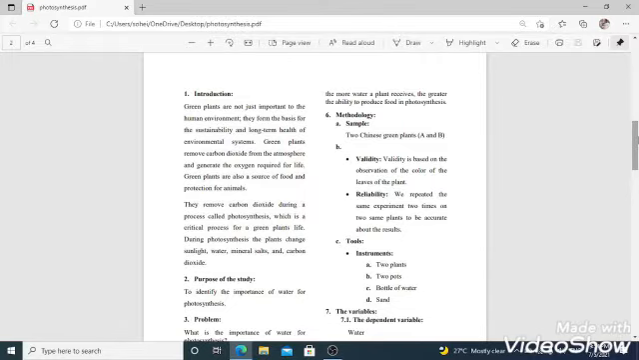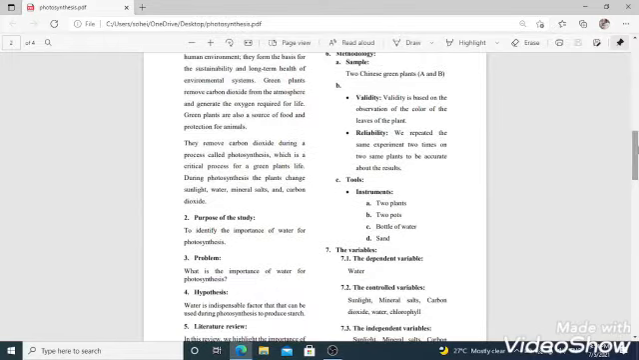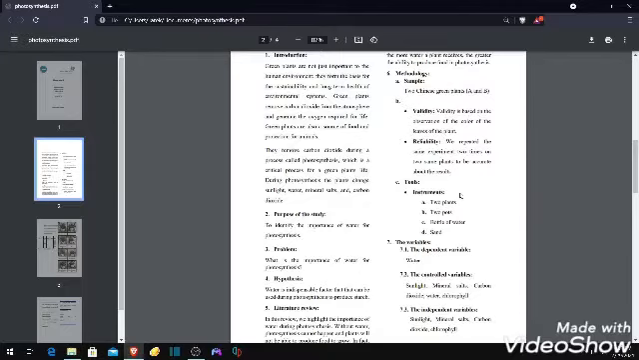plant's life. In this project, we made an experiment. The main purpose behind this experiment is to identify the importance of water for photosynthesis. In this experiment, there is also a problem that we are going to discuss and explain. The problem is: what is the importance of water for photosynthesis?